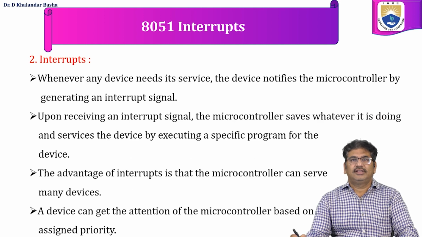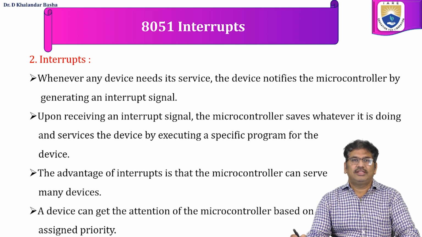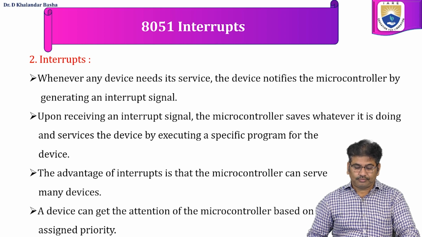The second mechanism is interrupts. Whenever any device needs service, the device notifies the microcontroller by generating an interrupt signal. Upon receiving an interrupt signal, the microcontroller saves whatever it is doing and services the device by executing a specific program for the device called the interrupt service routine, ISR. The advantage of interrupts is that the microcontroller can serve many devices. A device can get the attention of the microcontroller based upon the assigned priority.